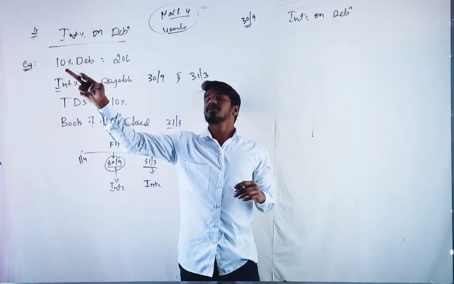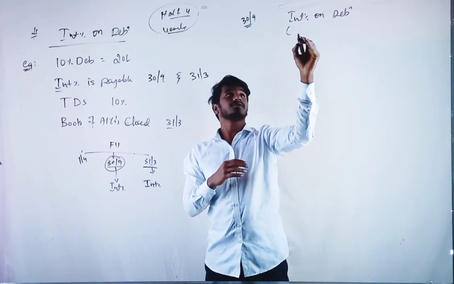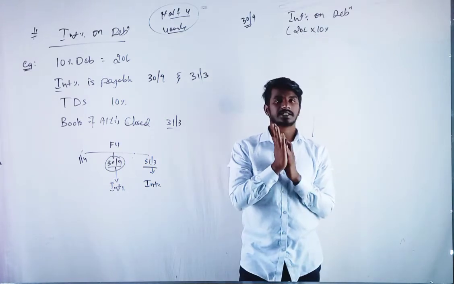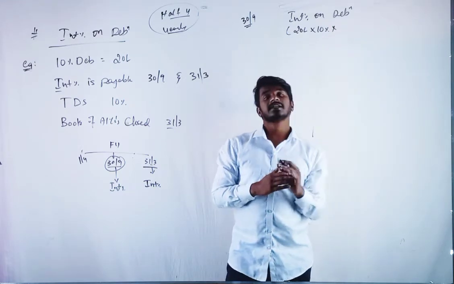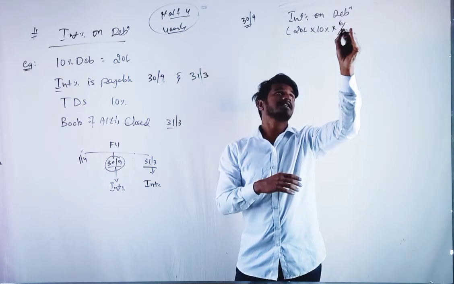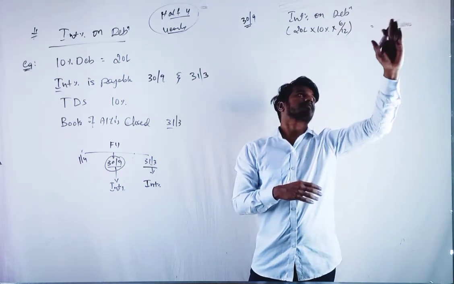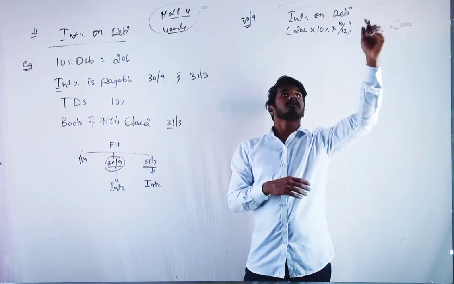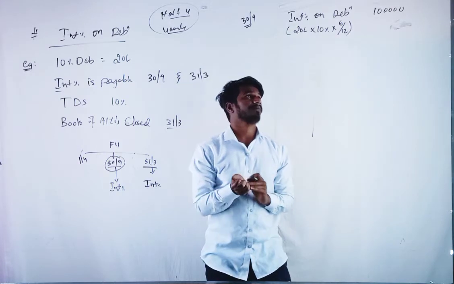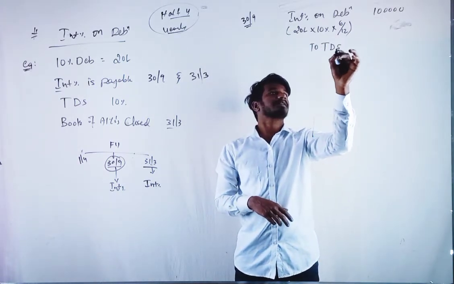20 lakh into 10%. Let me calculate that because it will be confusing. 20 lakh into 10% is the interest rate, right? We are paying half yearly, so 6 divided by 12. What does it become? 1 lakh. Is that right? Okay, fine. Next, to TDS payable.